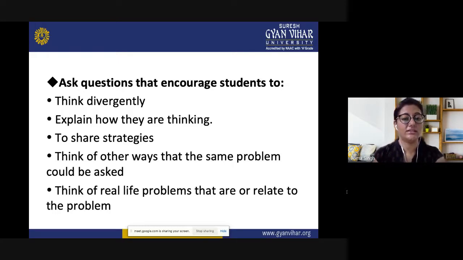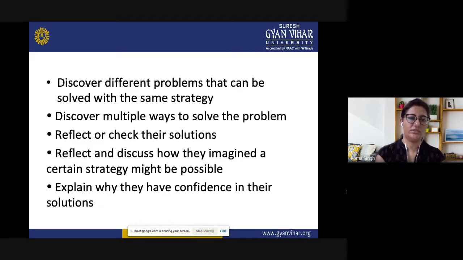They will share their strategies. Ask them, encourage them, that they do not just do their work silently. They share everything. Think of other ways that the same problem could be asked. Think of real life problems that are related to the problem. So in this way, various questions could be asked to the students.